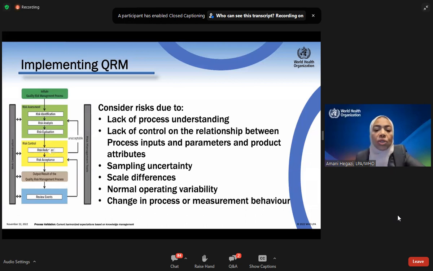Another risk is due to the lack of control of the relationship between process inputs and parameters and product attributes. That's why implementing a factorial analysis to define and determine the allowed variation and its impact on the critical quality attributes is a very important control measure to minimize this risk.